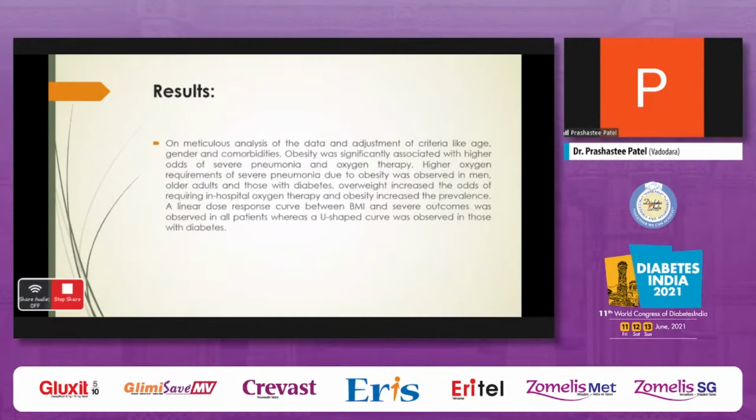On meticulous analysis of the data and adjustments of the criteria like age, gender, and comorbidities, obesity was significantly associated with higher odds of severe pneumonia and oxygen therapy. Higher oxygen requirements of severe pneumonia due to obesity was observed in men, older adults, and those with diabetes. Overweight increased the odds of requiring in-hospital oxygen therapy, and obesity increased the prevalence. A linear dose-response curve between BMI and severe outcomes was observed in all patients, whereas a U-shaped curve in diabetics.